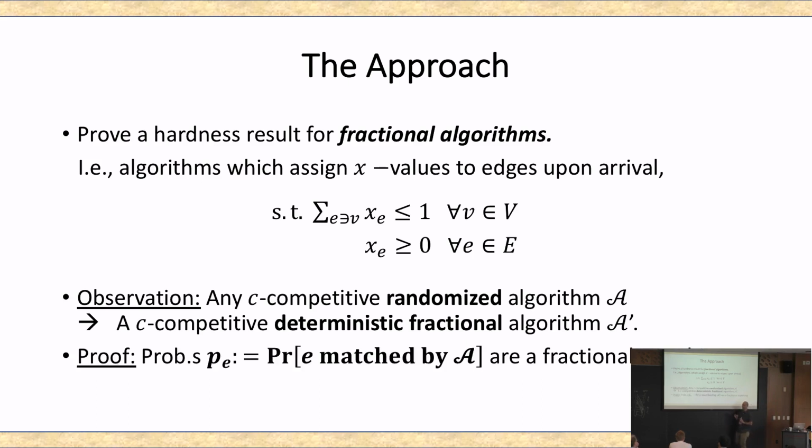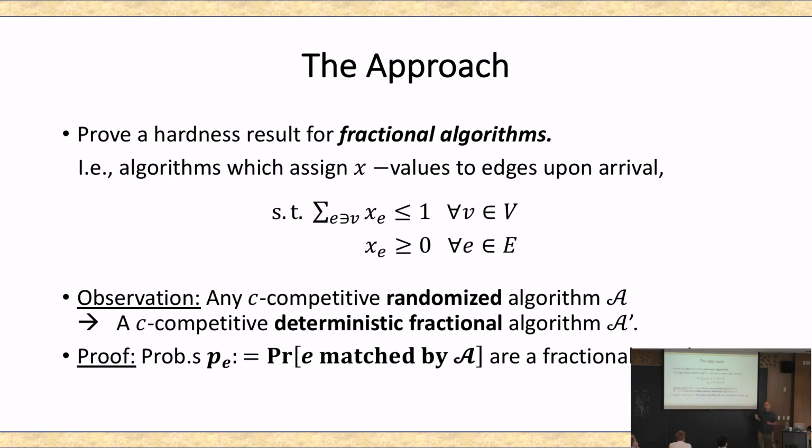So here's basically a one-line proof. Take the x values to be the marginal probabilities for edges to be matched according to the randomized algorithm A. These are non-negative. And since each node v is matched at most once in any realization of the randomness, it's matched at most once in expectation. So by linearity, the fractional matching constraint is satisfied if I take these x_e's to be those probabilities. Boris seems a little troubled. Maybe you're thinking of what I was going to say next.